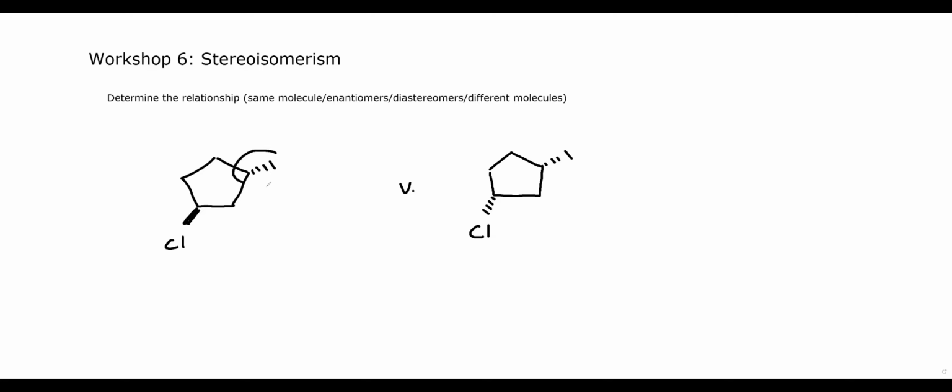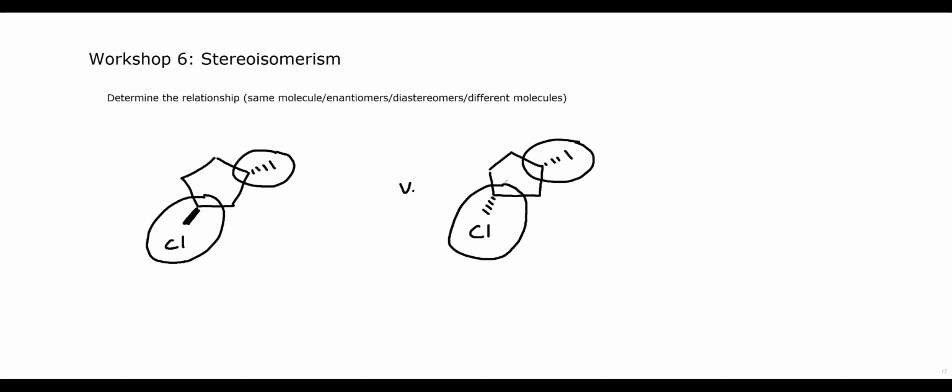On the left, the methyl group here is a hash, the chlorine is a wedge. Looking at the right, the methyl group is a hash, and the chlorine is a hash. So they're not enantiomers, because for enantiomers, every single stereocenter has to be flipped. But for diastereomers, only a fraction of the stereocenters are changed. And in this case, only a fraction of the stereocenters have changed. So these are diastereomers.